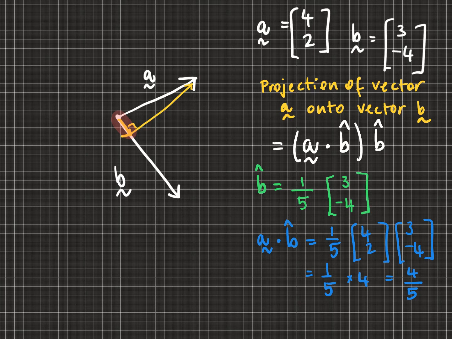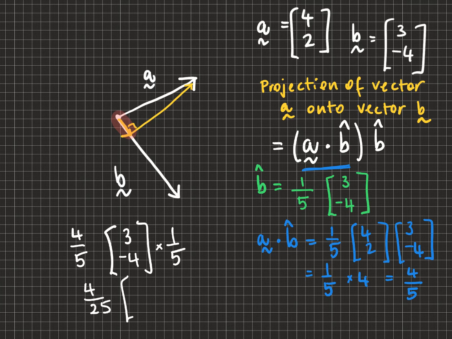Okay, how are you going? I've got as far as this bit here. Got that bit there equals 4/5. So to finish off the problem, we're after 4/5 of B hat. And what was B hat? 3, negative 4 times by 1/5. So what's that going to be?